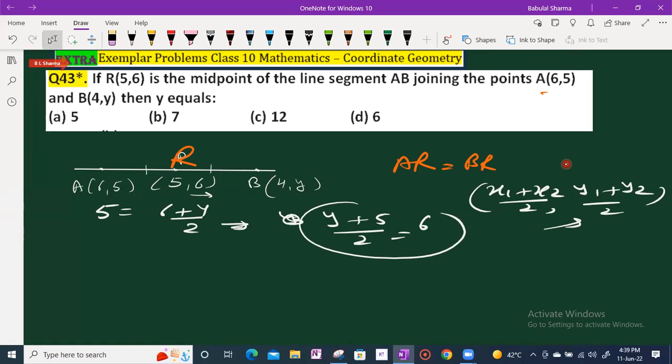Here we are taking y coordinates only. So 6 is equal to 5 plus y by 2. 6 is equal to y plus 5 by 2. Y plus 5 is equal to 12. Y is equal to 7. So which is the correct option here? That is why B is the correct option here. The value of y will be 7.